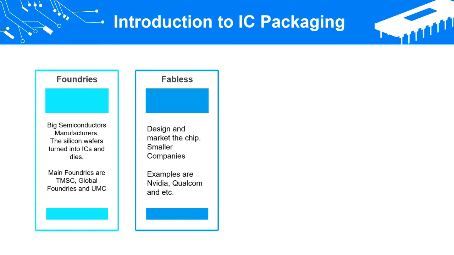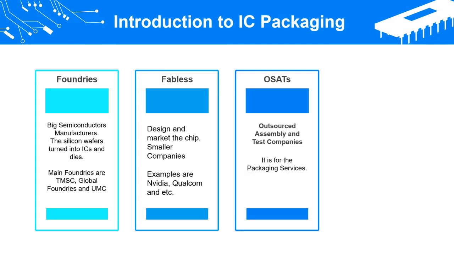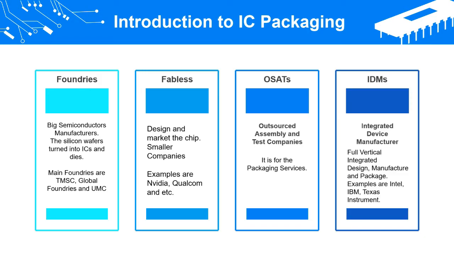So, what is the difference between the foundry and the fabless? The fabless company concentrates on the research and development of an IC product, while the foundry concentrates on manufacturing and testing the physical product. The outsourced assembly and test company is for the packaging and services, while the IDMs, or integrated device manufacturers, are fully vertically integrated: design, manufacture, and package. Examples are Intel, IBM, and Texas Instruments.